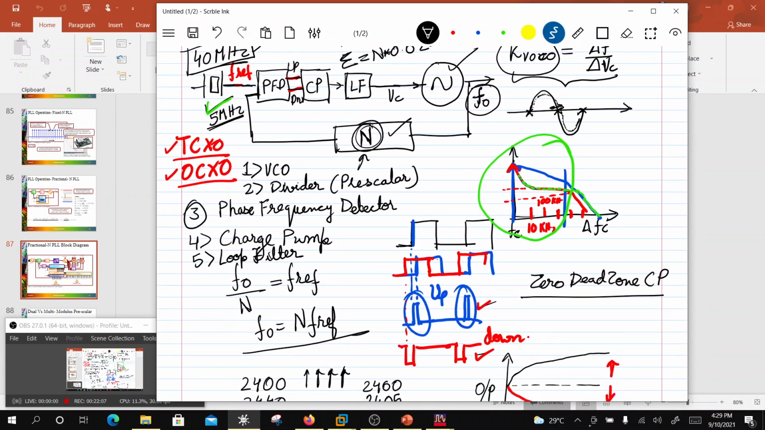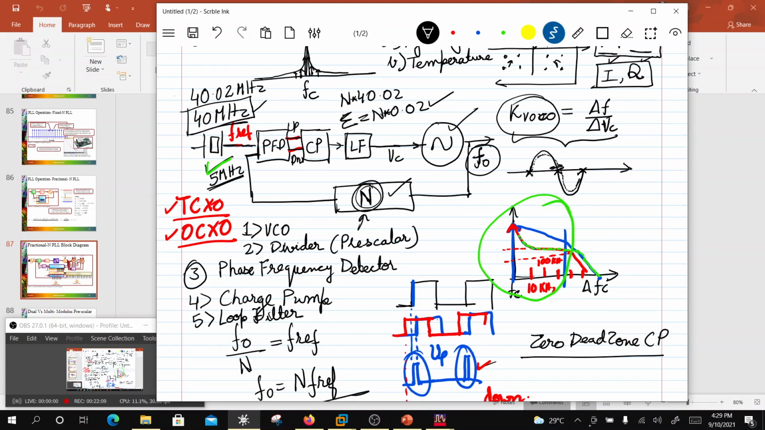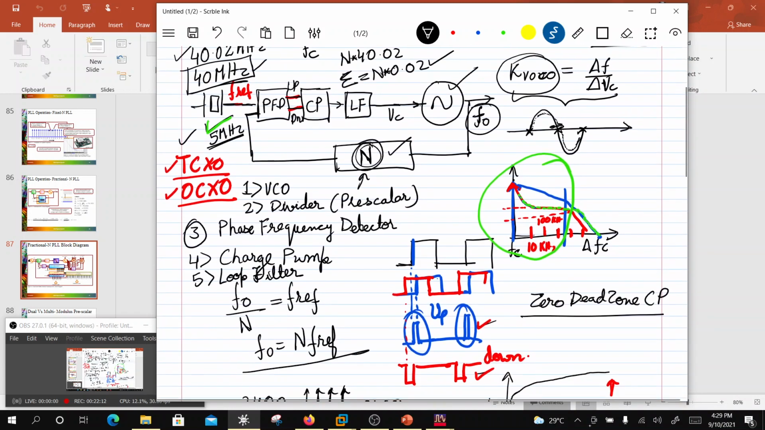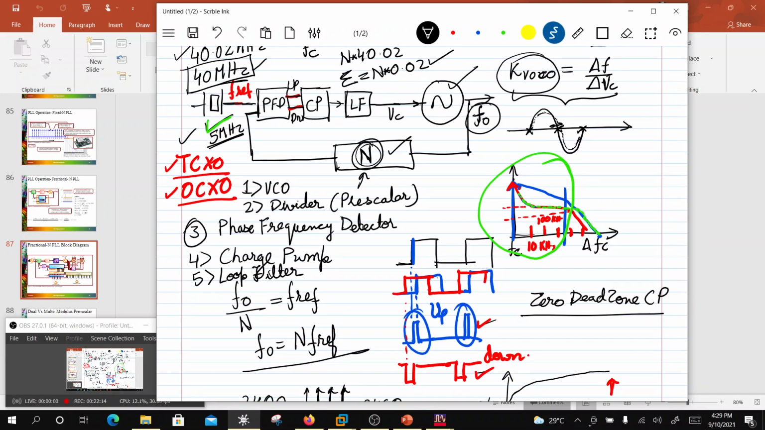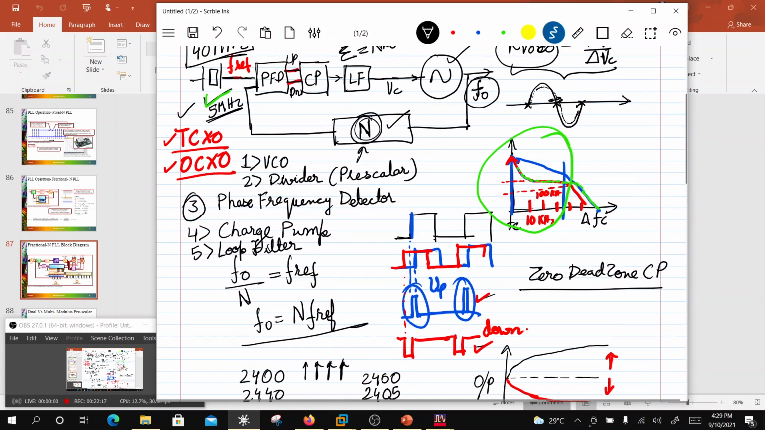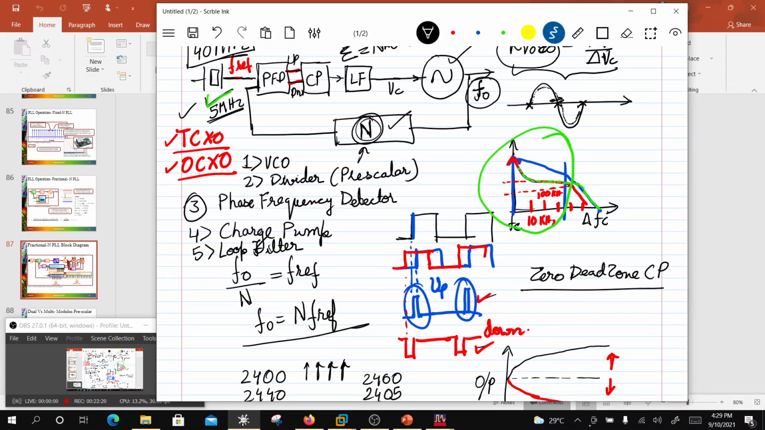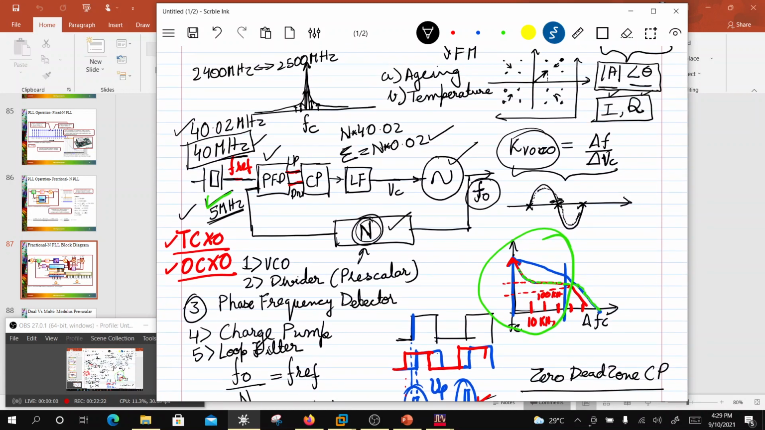Now let's see what's happening if I go from 40 megahertz to 5 megahertz, right? And I will explain why that is problematic. Now consider that the PFD is an observer. It is observing two signals, comparing them, and then producing a certain output, up or down pulses, right? So it's an observer. Now F naught is my output. So F naught is divided by N, and then I'm observing at the step.